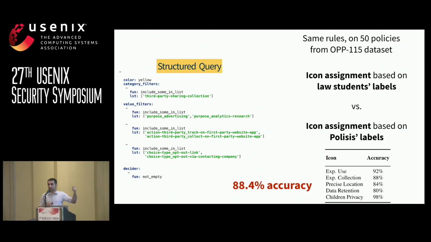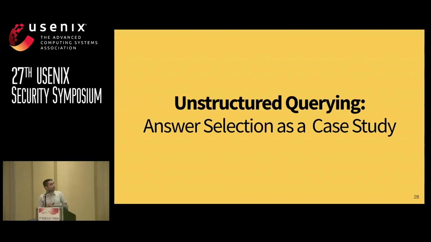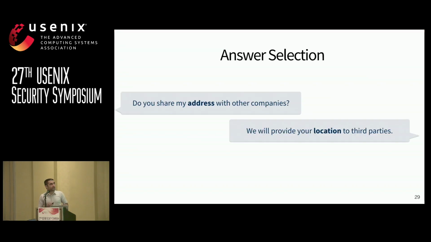And to also put this number in context, 88.4% accuracy is close to the agreement level between different human judges in similar scenarios. So we're not saying it's perfect, but not only is machine learning not so accurate, also humans disagree, lawyers especially. So unstructured querying is the second application.